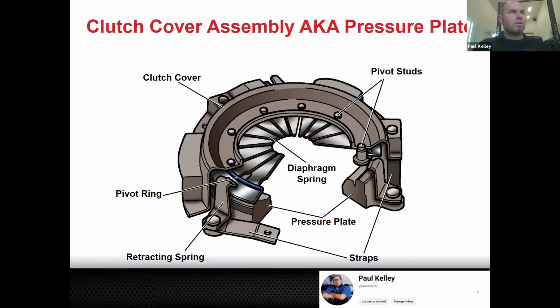We're replacing the studs, we're replacing the diaphragm spring, we're replacing the pivot ring, the retracting spring, the straps, there's rivets, right? We're going to be replacing a few parts. And then you can see these straps. A lot of times that's really for torsional strength, quite a few little details on there. So these are all the parts that are in there. Makes sense.